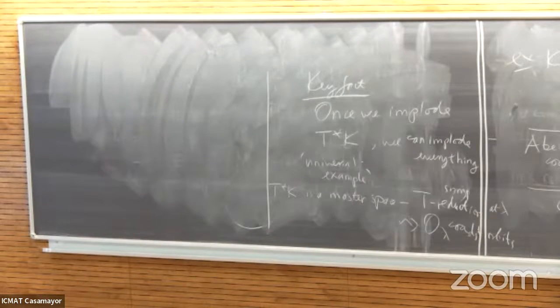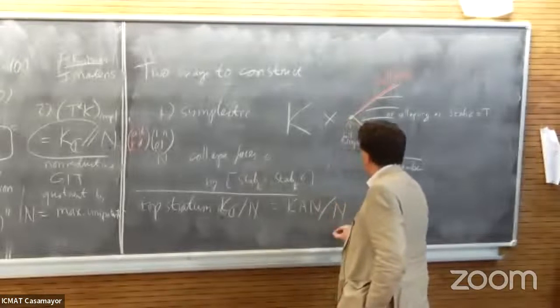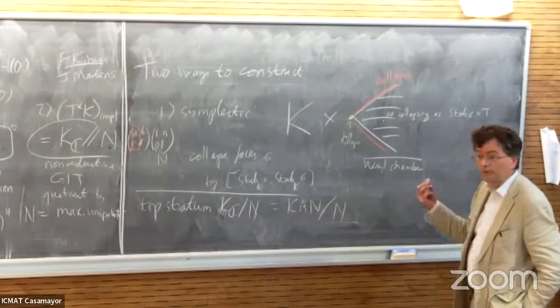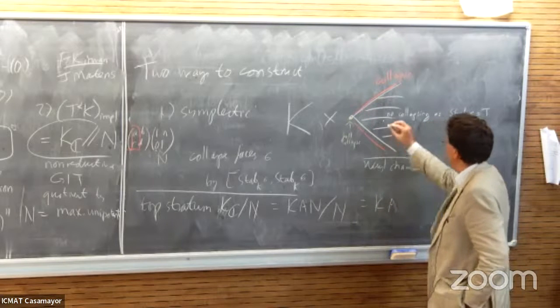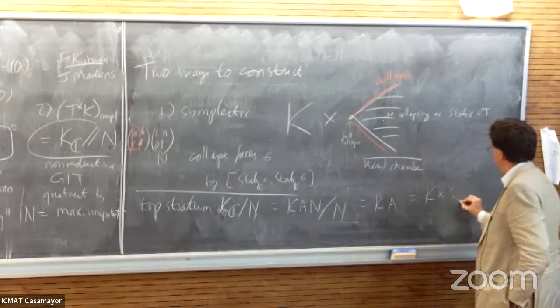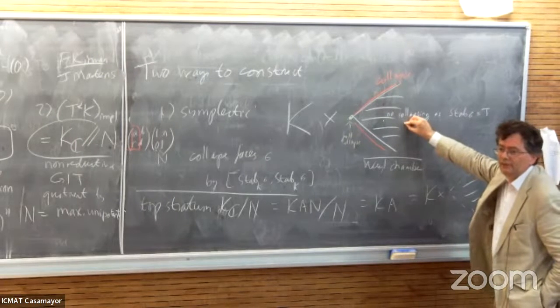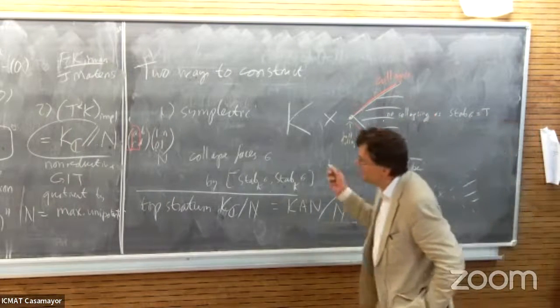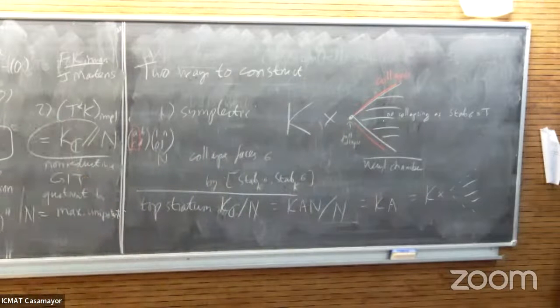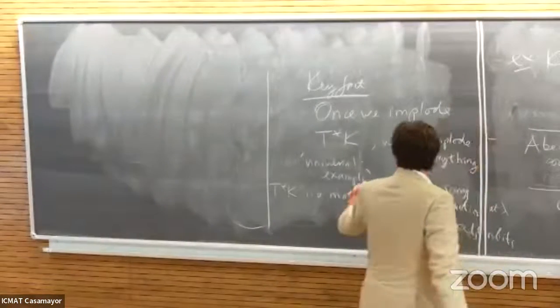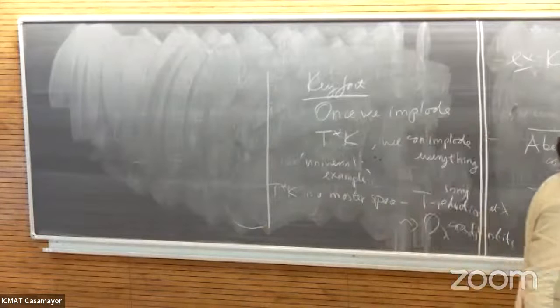So perhaps a comment, we can relate these two pictures. Top stratum K_C mod N, well, by the Iwasawa decomposition, we could factor K_C as KAN modulo N. So we're getting KA, which is exactly the top stratum here, K cross the open Weyl chamber. So we have this very, very nice picture developed by Guillemin, Jeffrey and Sjamaar. We have a symplectic viewpoint and an algebraic viewpoint. So that's the universal implosion, the one that is this master space.